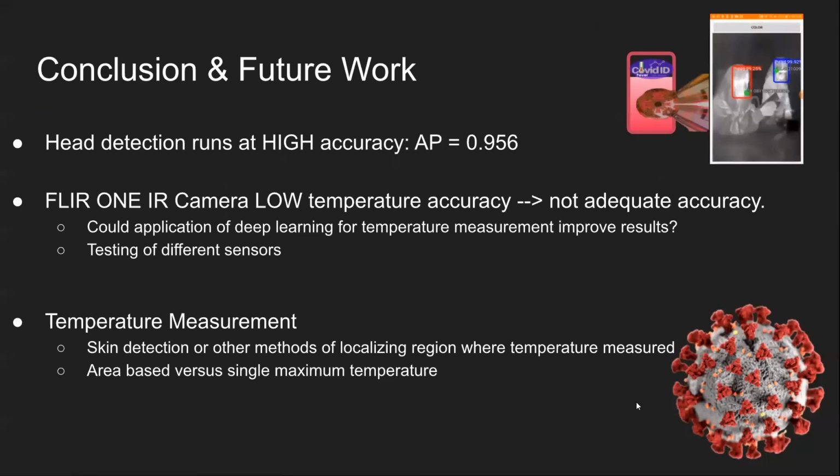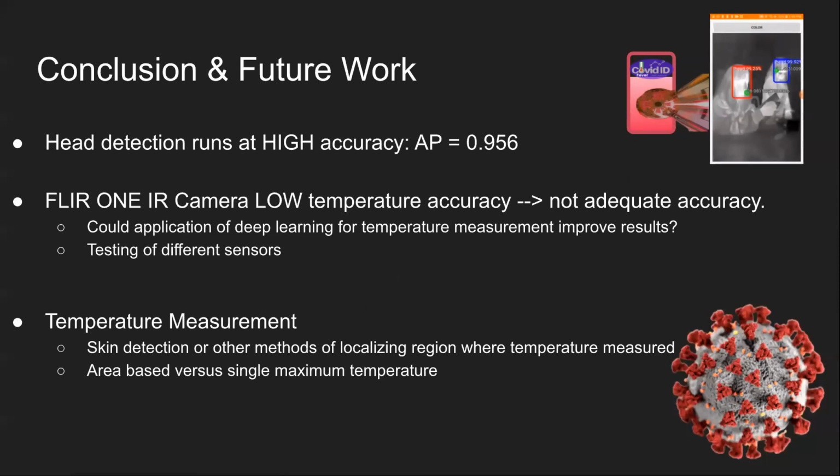In conclusion, the infrared fever indication system head detector model runs with extremely high accuracy, serving not only as a robust head detector, but also as a proof of concept for other infrared mobile machine learning-based object detection systems with applications in a variety of fields, both medical and non-medical in nature. Unfortunately, the FLIR One Pro cameras used to collect live temperature data have inadequate accuracy for properly diagnosing fever.